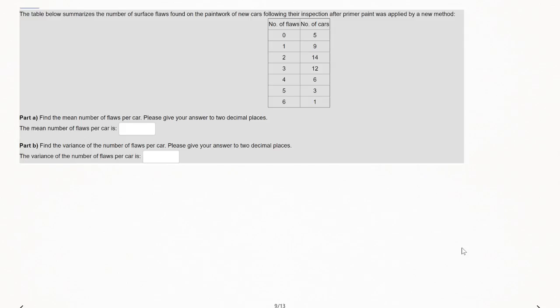So how do we go about doing this? Well, first things first, we need to talk about, when we're trying to find the mean number of flaws, or this is an expected value, we need to find a probability. So in order to do that, we need to find a total. Well, the total, 5 plus 9 plus 14 plus 12 plus 6 plus 3 plus 1, that makes 50 cars. That means our probability of each can be calculated. So our probability of x, essentially.